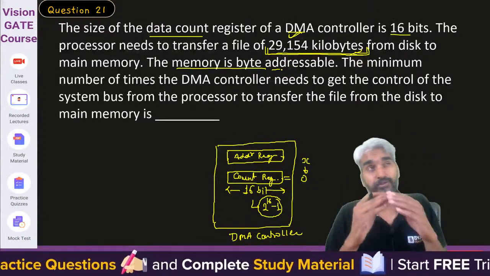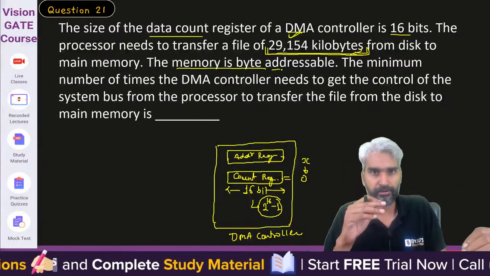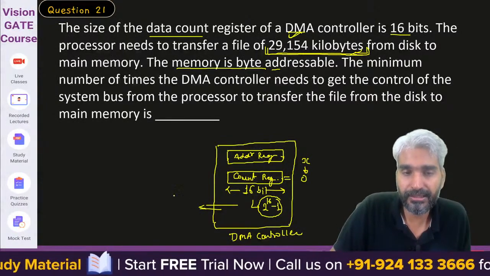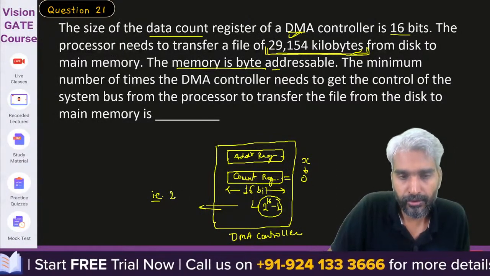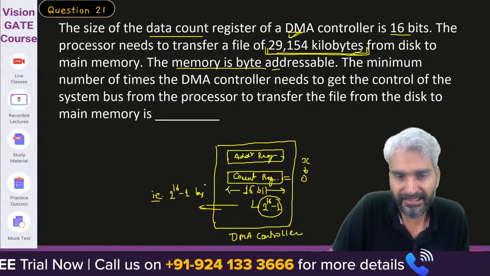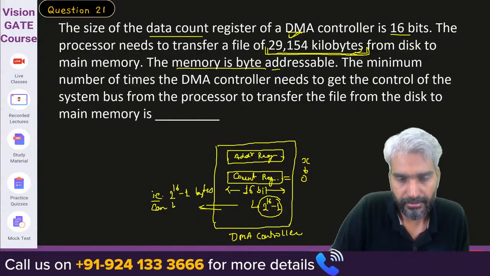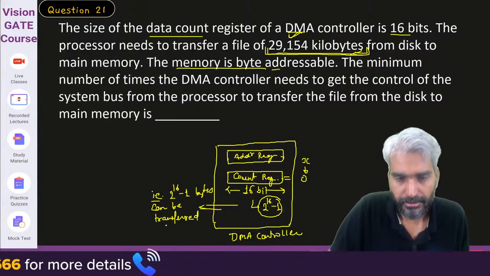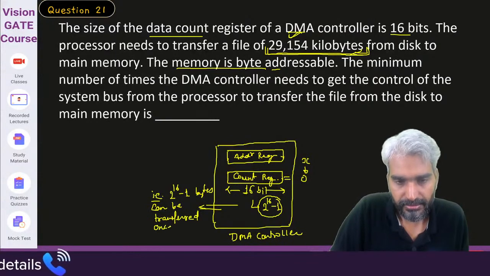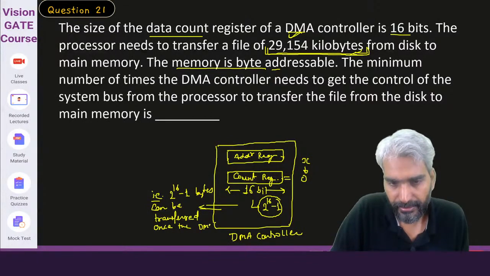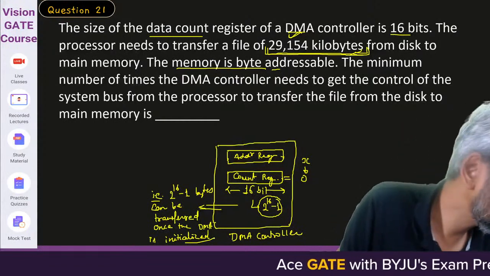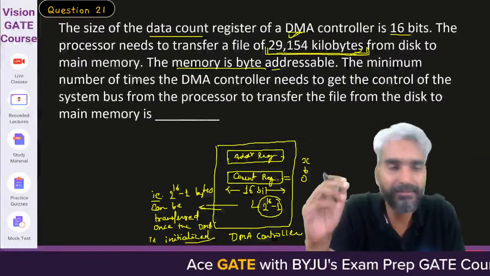That means we will transfer only 1 byte of information and will reduce the value of count. So, only how many bytes can be transferred? 2 raised to the power 16 minus 1 bytes can be transferred once the DMA is initialized. Once the DMA is initialized, you can transfer only 2 raised to the power 16 minus 1 bytes.